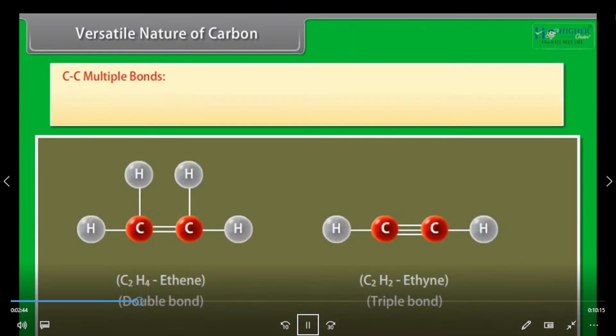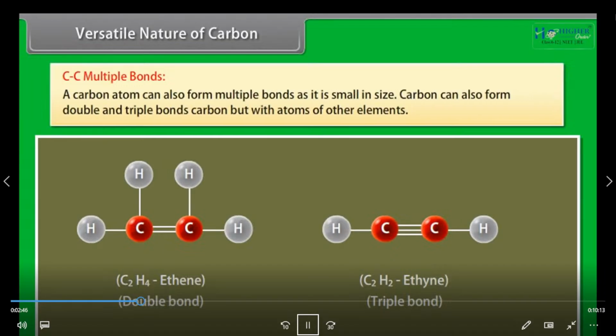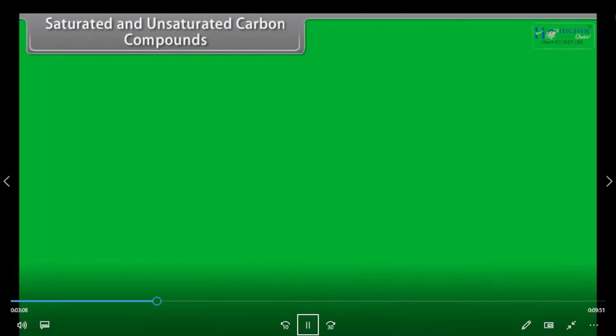Carbon-carbon multiple bonds. A carbon atom can also form multiple bonds as it is small in size. Double and triple bonds can also be formed with not only carbon, but with atoms of other elements like oxygen, nitrogen, and so on. These multiple bonds provide a variety in the carbon compounds. Saturated and unsaturated carbon compounds.